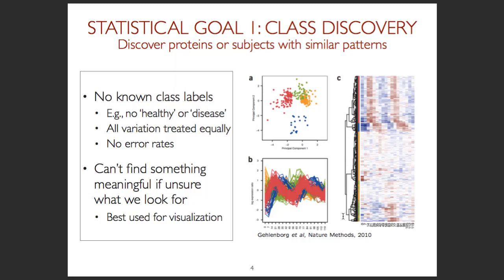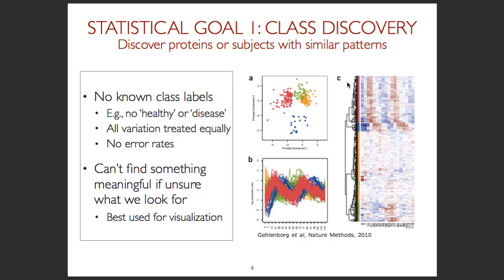So here the rows will be proteins, and the columns will be samples, and the color will be the abundance of a protein in a sample. And let's say you have some kind of way to summarize multiple spectral features, so we just have one number per protein per sample. And so then the goal of class discovery would essentially be to find some patterns of similarity.